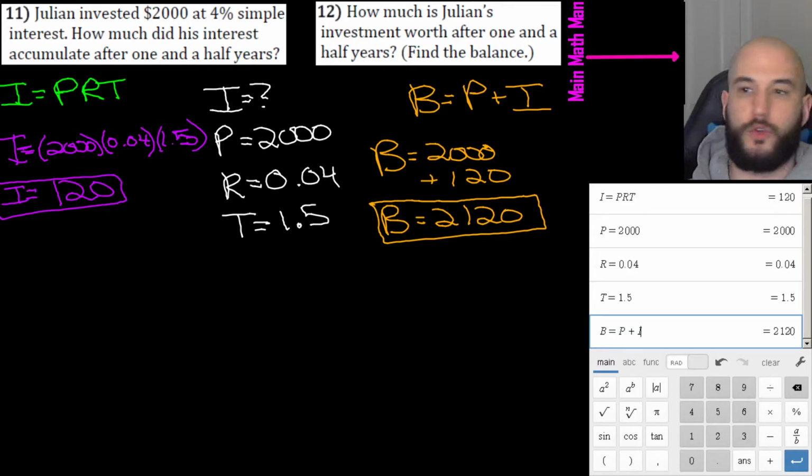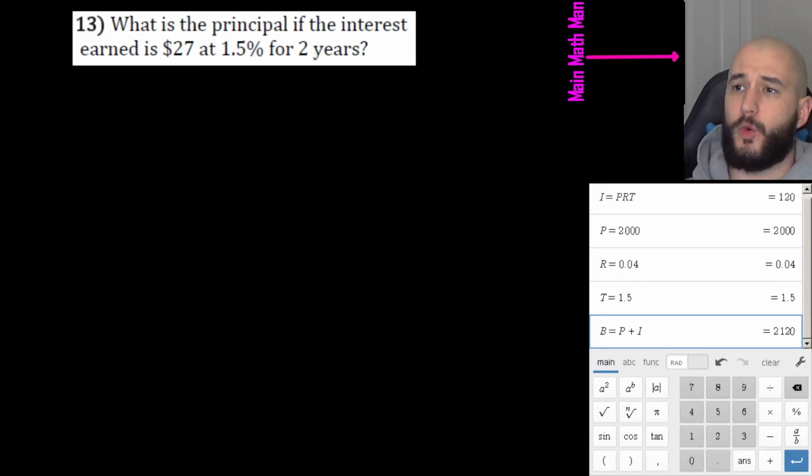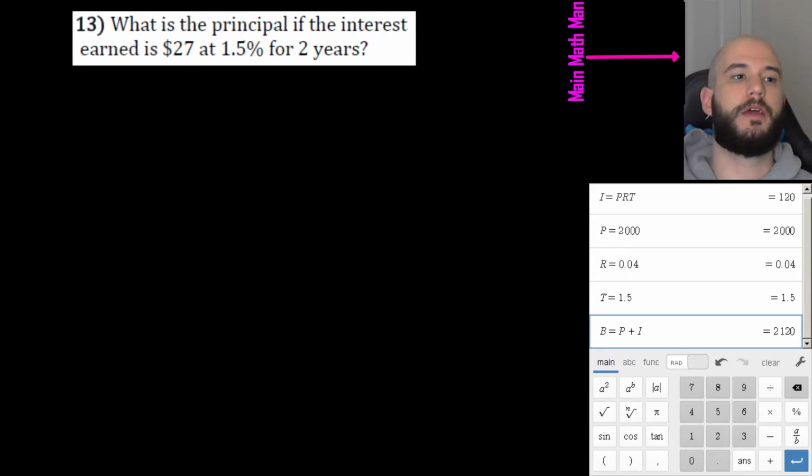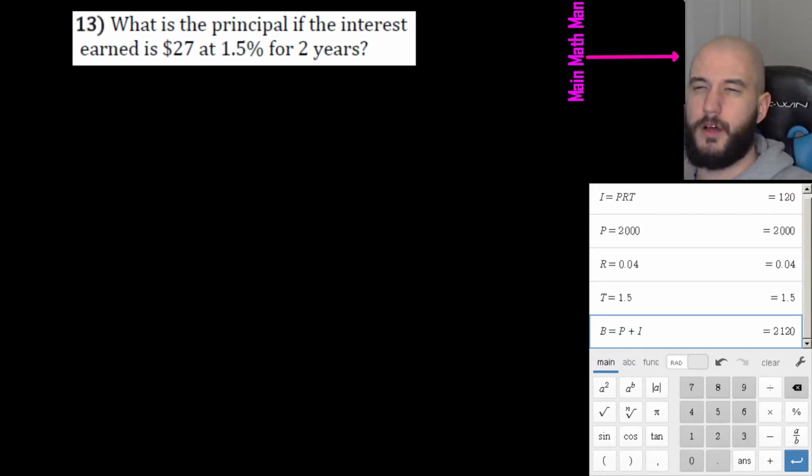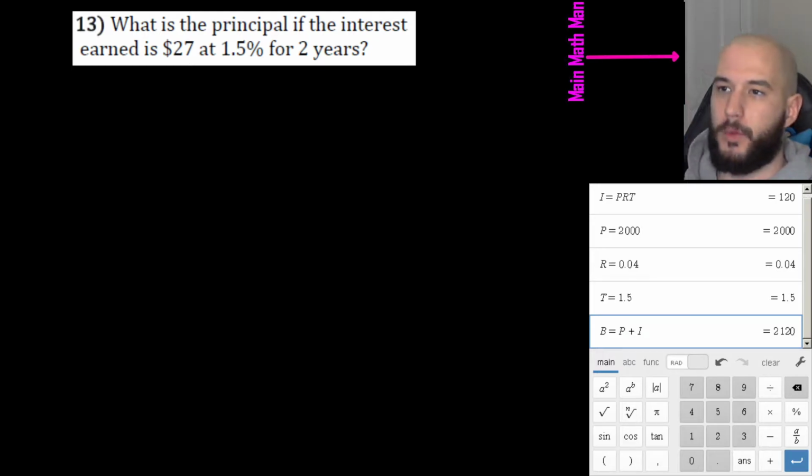So that was number 11 and 12. So now let's see, for this next one, it says, what is the principal if the interest earned is $27 at a rate, always that percentage, 1.5% for 2 years. All right, so let's set this up.